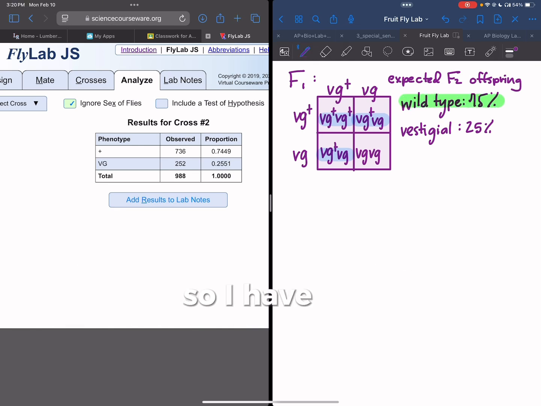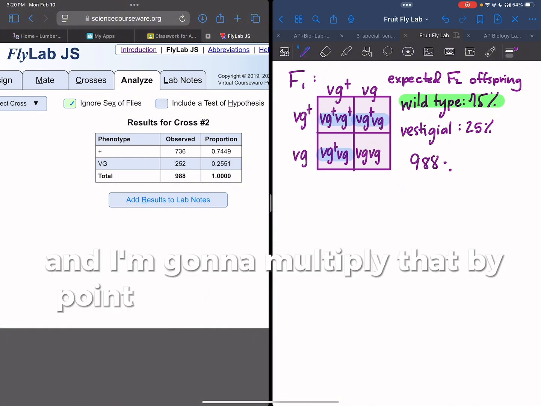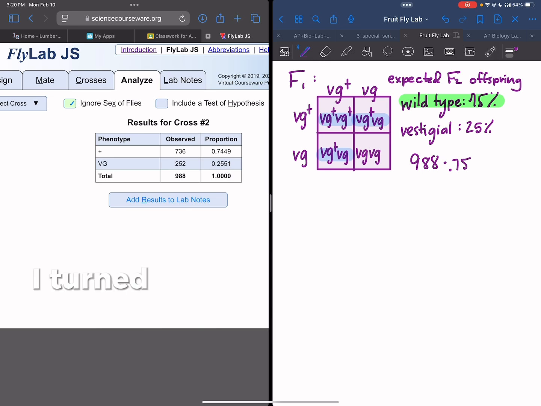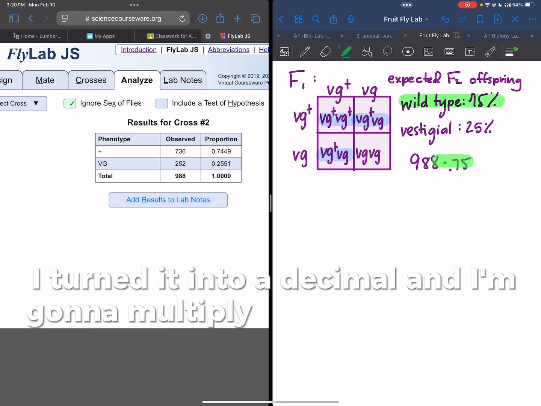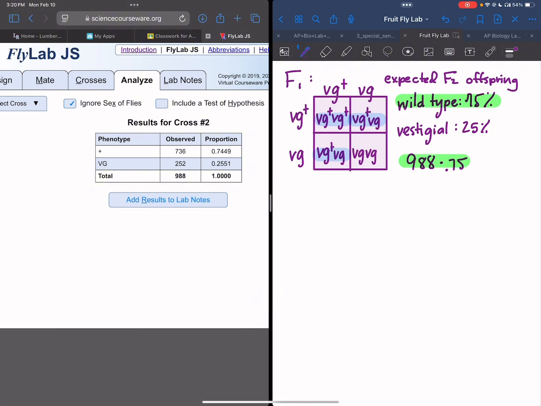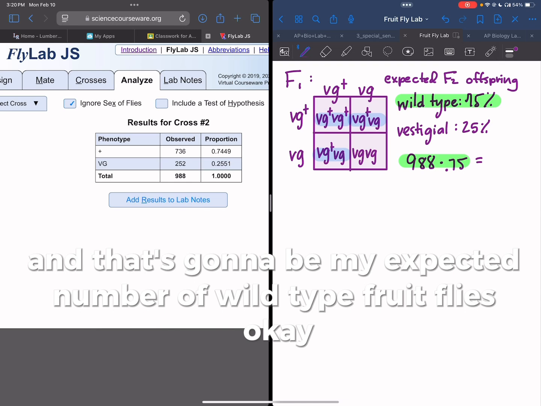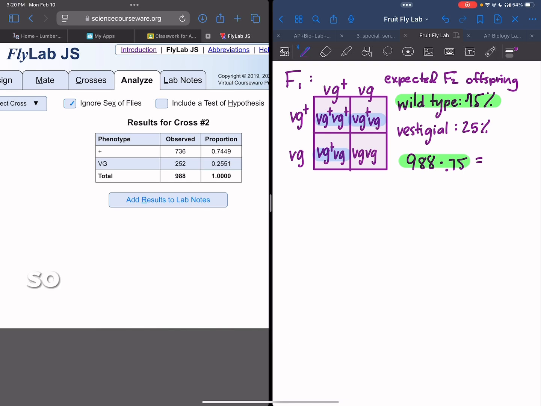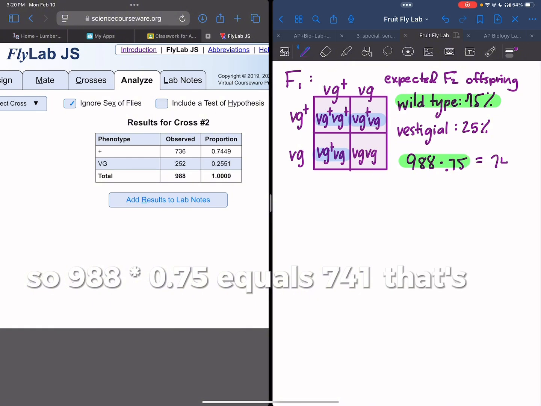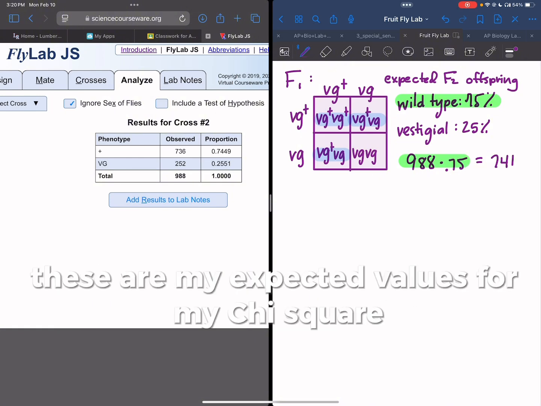So I have 988, and I'm going to multiply that by 0.75. I took that percent, turned it into a decimal, and I'm going to multiply that to get a value. That's going to be my expected number of wild type fruit flies. So 988 times 0.75 is 741. That's my first expected value. These are my expected values for my chi-square.